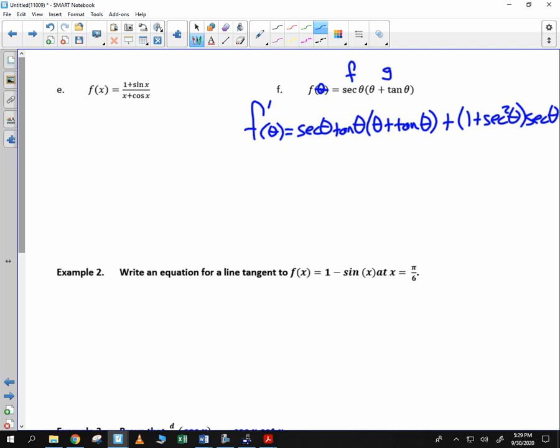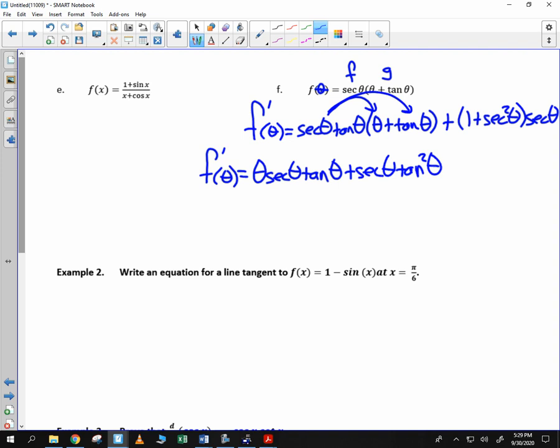Looks kind of disgusting, but let's work it out and see what we get. F prime of theta is, we distribute this through, we get a theta times secant of theta times tangent of theta. We distribute it here, we're going to get a plus secant of theta times tangent squared of theta. And when we distribute this, we get a secant of theta and a secant cubed of theta.